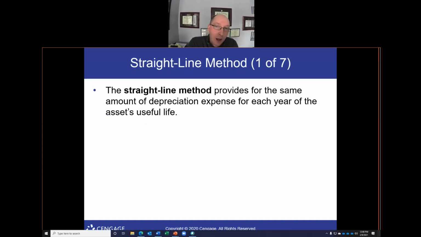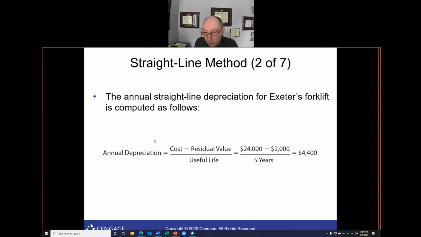Let's talk about straight line. The straight line method provides the same amount of depreciation expense per year for each year of the useful life of the asset. So going back to my example, remember our forklift, the initial cost was $24,000. Residual value was $2,000, useful life of 5 years.